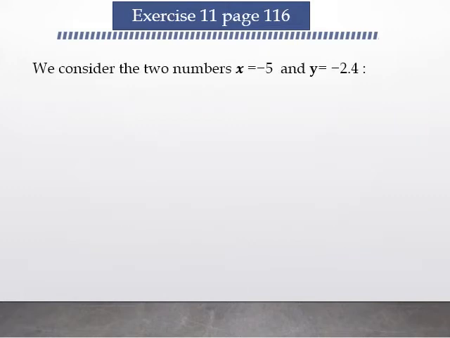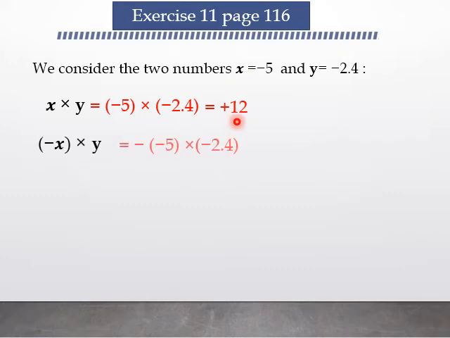Now, exercise 11. We consider the two numbers x equal minus 5 and y equal minus 2.4. X times y. Replace x and y by the numbers, so I have to say minus 5 times minus 2.4, and we should always write them inside parentheses. How to multiply two signed numbers? First, sign by sign, minus times minus, which is plus, and 5 times 2.4 is 12. The answer is plus 12.